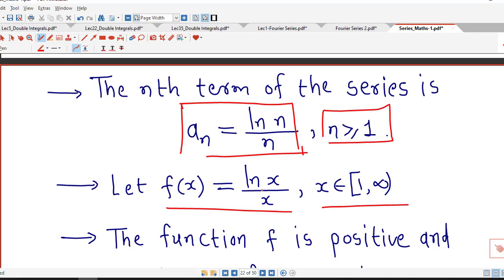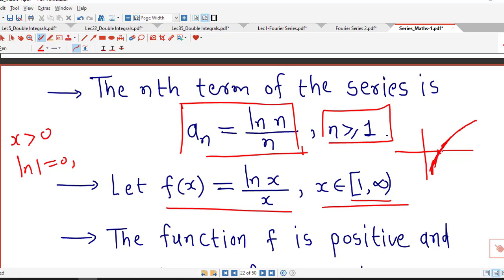Now here f(x) is log x by x, x is starting from 1 to infinity, so x is already positive, and if we consider x equal to 1, log 1 is 0, but if we go beyond x equal to 1, we know the graph of the logarithmic function, it is like this.